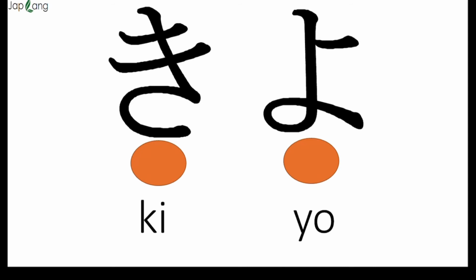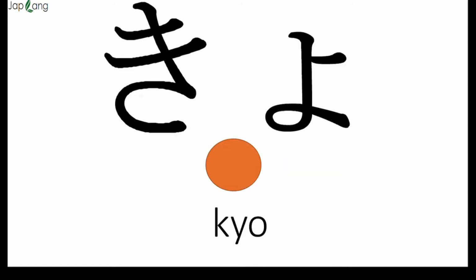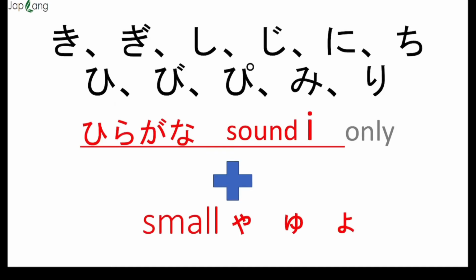Similarly, ki and yo becomes ki yo, but if it comes with the small size of yo, it becomes kyo. Now you can see ki and gi, shi and ji, ni, chi, bi, hi, pi, mi, ri, all of these always end with the sound e. Then you have to add the small ya, yu, yo. So this is the catch point, minasan. Please take note. Ya, yu, yo will only be added if the sound is ki, gi, shi, ji, ni, chi, and so on.